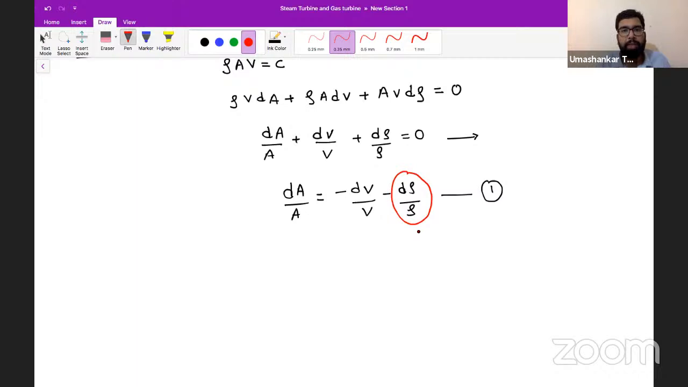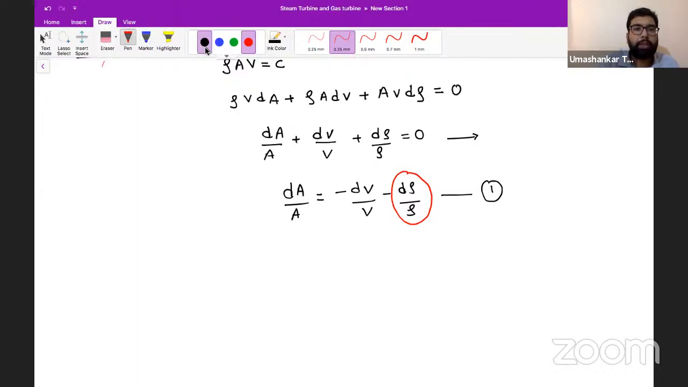Why is it troubling us? Because it is restricting us from seeing the relation between the area and the velocity. So what must we try to eliminate here? We must try to eliminate d rho by rho. Is that right? So how can we do it?